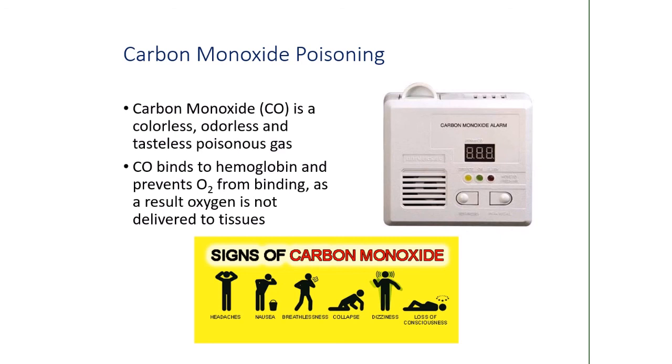So how does carbon monoxide cause you to be poisoned? It turns out carbon monoxide has a higher affinity to hemoglobin than oxygen, which means in the presence of oxygen and carbon monoxide, the hemoglobin will bind to carbon monoxide and not oxygen. So you are not going to be able to deliver oxygen throughout your body. Some signs of carbon monoxide poisoning would be having a headache. You might feel a little bit nauseated and dizzy. And in severe cases, you're going to lose consciousness. So that's why it's so dangerous, right?